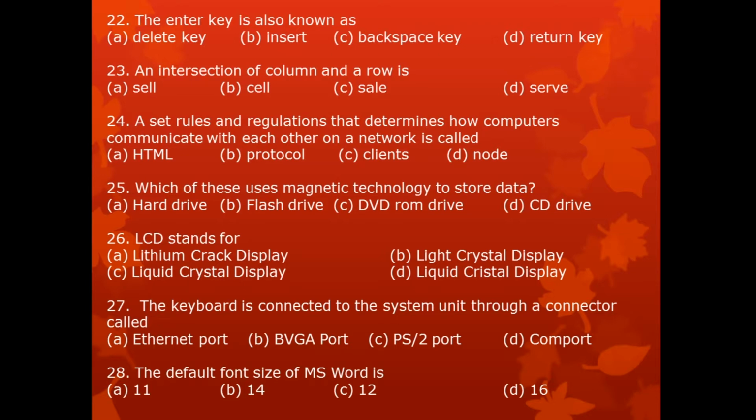24. A set of rules and regulations that determines how computers communicate with each other on a network is called A. HTML, which stands for Hypertext Markup Language. B. Protocol. C. Client. D. Node.